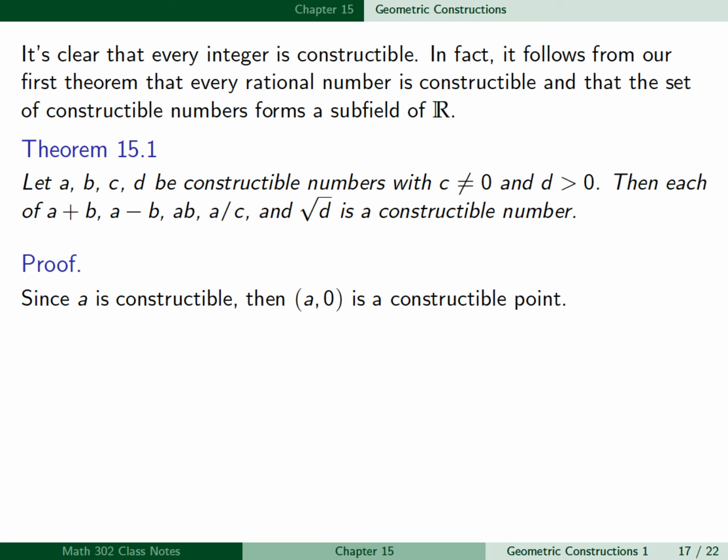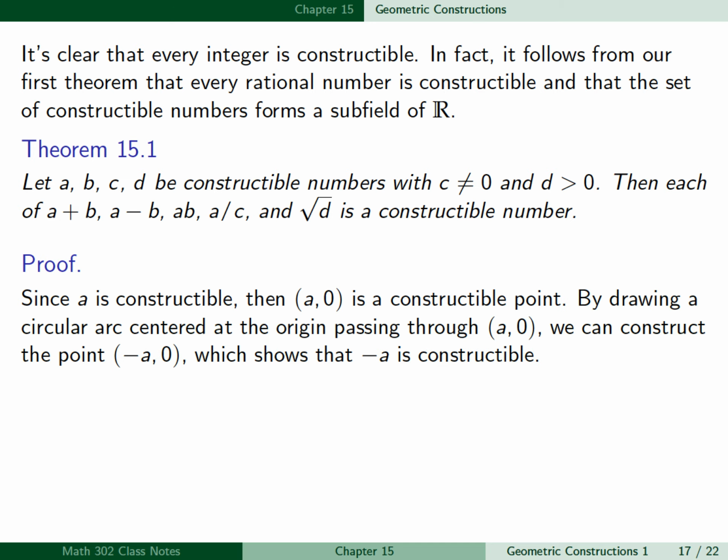To prove this, first note that since A is constructible, then (A, 0) is a constructible point. And by drawing a circular arc centered at the origin passing through (A, 0), we can construct the point (-A, 0), which shows that minus A is constructible. This means we can assume that the numbers are all positive, because if A is constructible, then minus A is constructible.